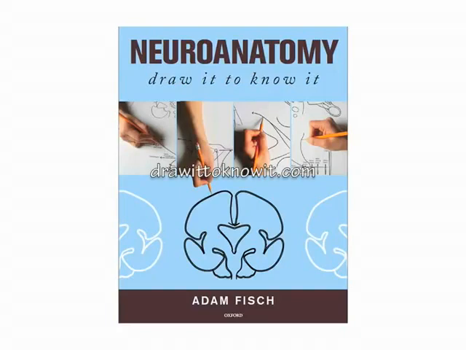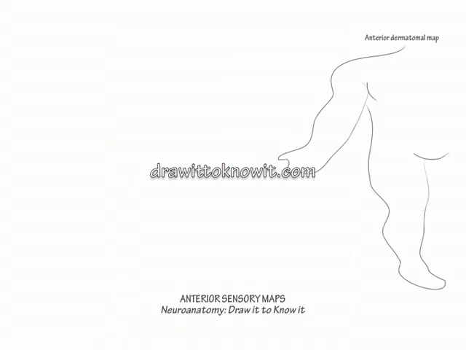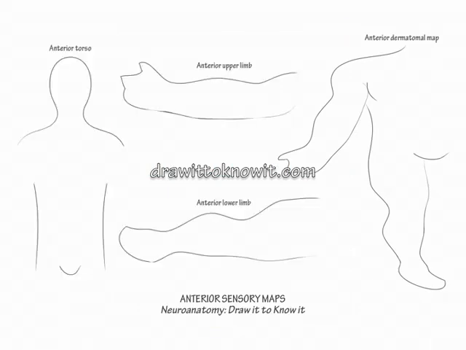Here we will draw the cutaneous nerve and dermatomal sensory maps of the body. For the cutaneous nerves, divide the body into the torso, arm, and leg. First, indicate that the supraclavicular nerve covers the upper shoulder and that the axillary nerve covers the area below it.